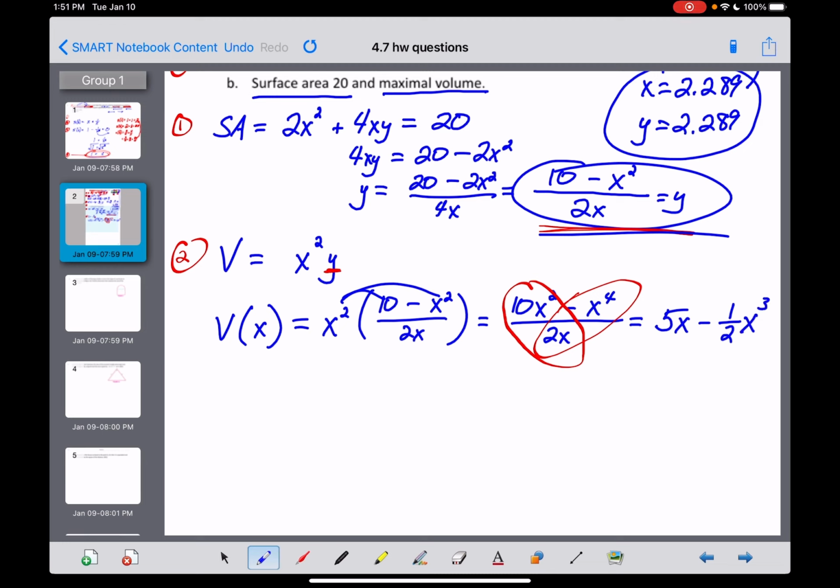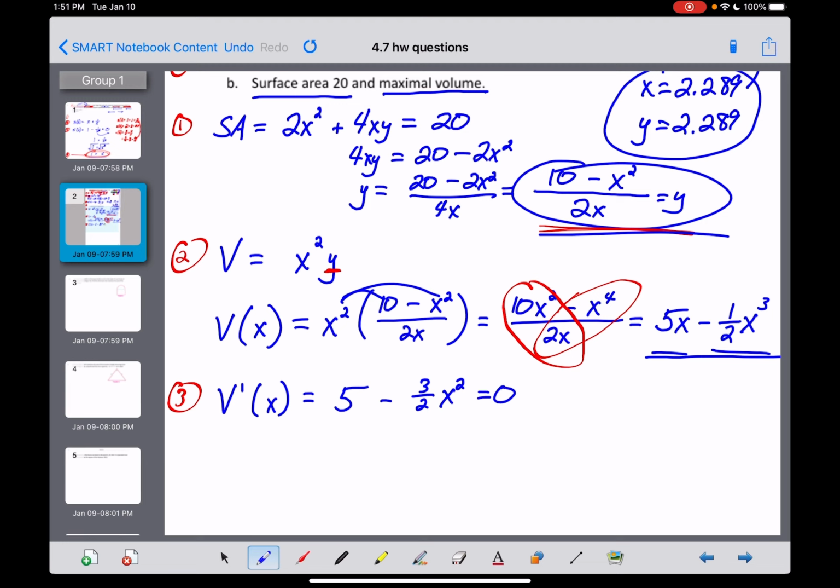And that form of the volume expression right there looks like it's going to be the easiest version to differentiate. So let's move on into step 3 and take the derivative of that new volume equation we just came up with. Derivative of 5x is just going to be a 5, and the derivative of a minus 1/2 x cubed is going to be a minus 3/2 x squared. So there's our derivative. We'll set that equal to 0 and solve.